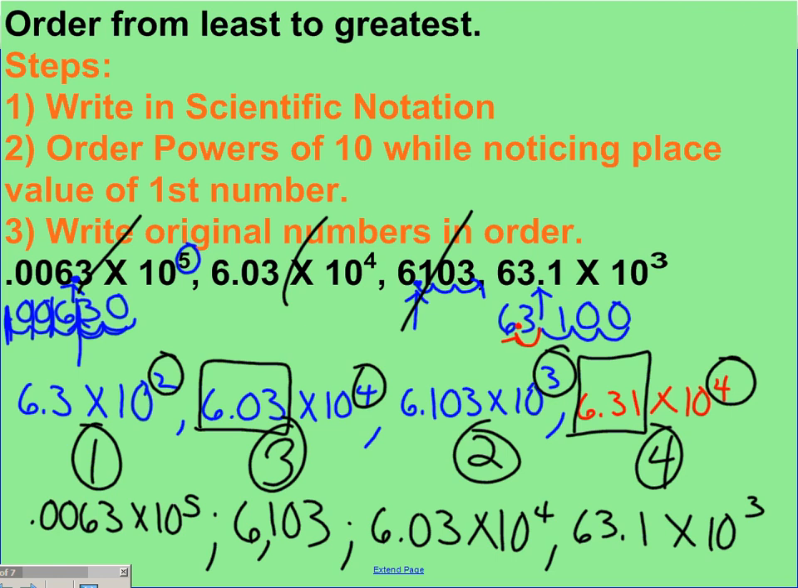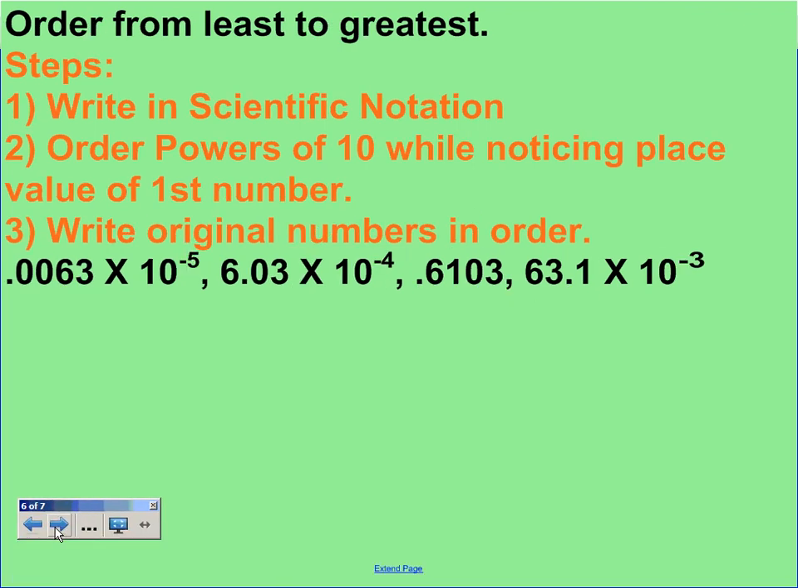All right. One more example. I know it takes some brain power, but I also know that you can do it. Now, the only thing that's different about this problem is that you have negative exponents. As far as negative exponents are concerned, we still want to put it in scientific notation and then just think number line. We're still ordering least to greatest, so we're trying to find the smallest number to the greatest number.